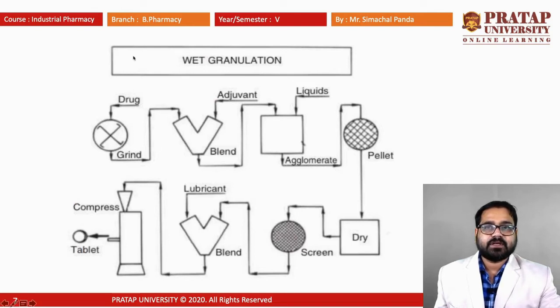This is mentioned in the diagram. For the wet granulation process, we are taking the drug along with the different ingredients. We have to go for the grinding, then we have to blend it properly. We have to take the adjuvant, different other ingredients, whatever we are taking: disintegrant, binder, excipient, diluent, everything we have to take. Then we have to add the water or any liquid used for the wet granulation method.